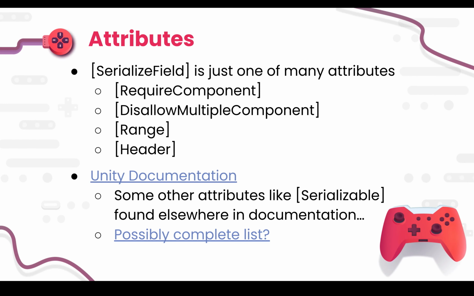There's quite a few other attributes that Unity has. You can find them in the documentation here, although there are also some other attributes like serializable that are annoyingly found elsewhere in the documentation. Unity documentation sucks. But I also managed to find this possibly complete list. I don't know whether it's actually complete, but someone posted their script onto GitHub, which finds all of these attributes. So it's probably complete, but you can use that as a reference as well.